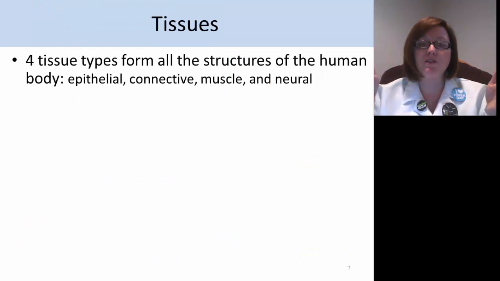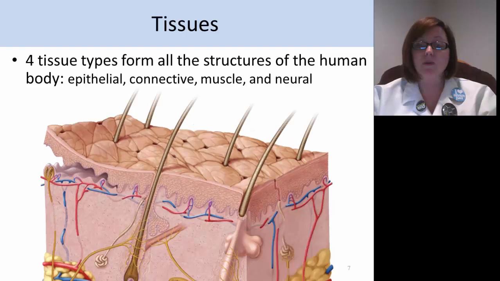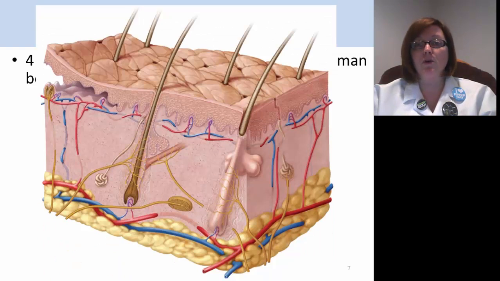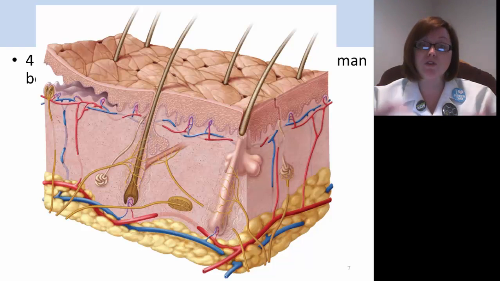Now there's four main tissue types that form all of the structures of the human body: epithelial tissue, connective tissue, muscle tissue, and neural tissue, also known as nervous tissue. And I like to talk about skin when we're talking about these four tissue types, because skin is an example of an organ where we can clearly see the four different types of tissue. So again, an organ by definition is a group of different tissues working together for a particular function.